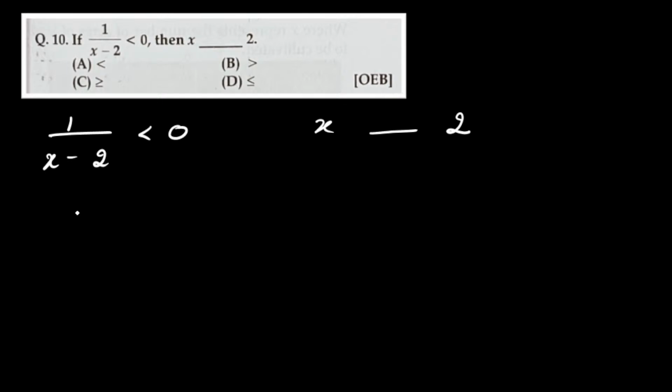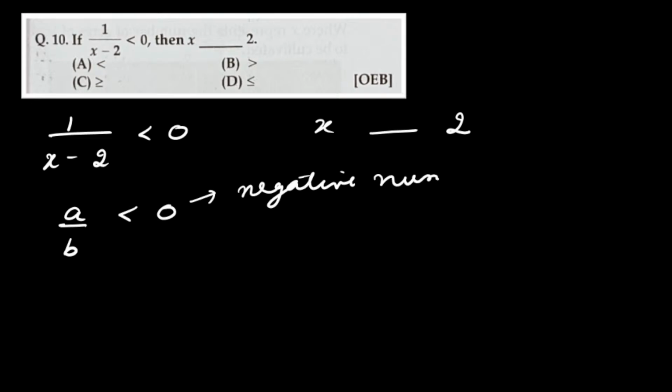See, if any fraction, I'll say a by b is any fraction. Here this is a fraction. 1 by x minus 2 is a fraction only, because here I have a numerator as well as a denominator. If any fraction is less than 0, see, less than 0 means negative numbers.